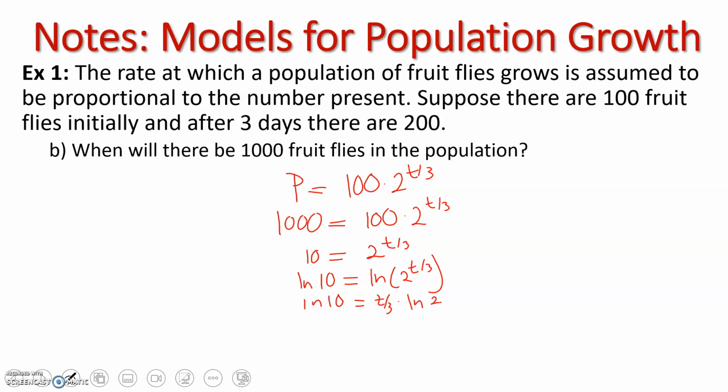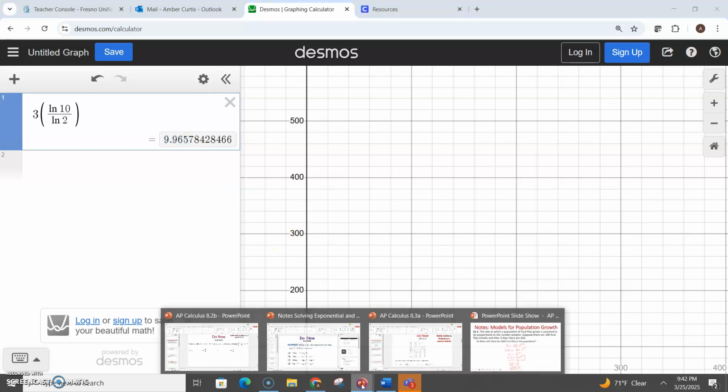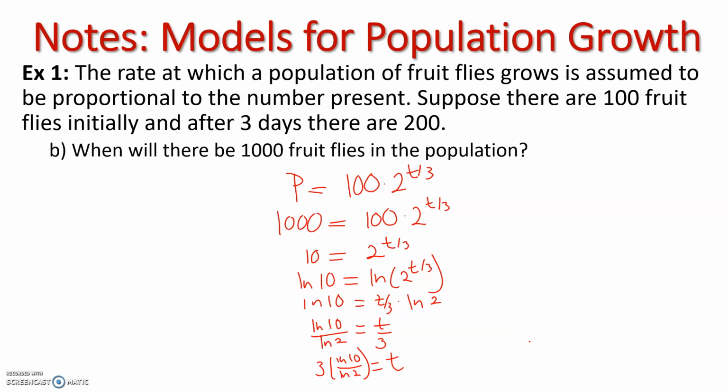Divide both sides by ln 2. So ln of 10 divided by ln of 2 is equal to t over 3. And then multiply both sides by 3. So 3 times ln of 10 over ln of 2 is our time. And then using a calculator, we see that it is 9.965, which is going to take us here.